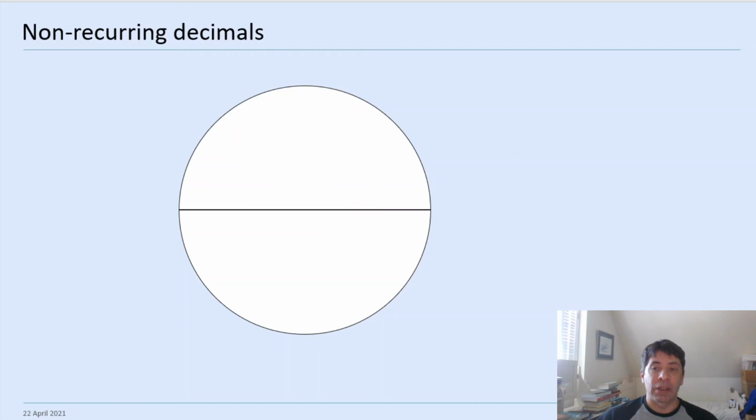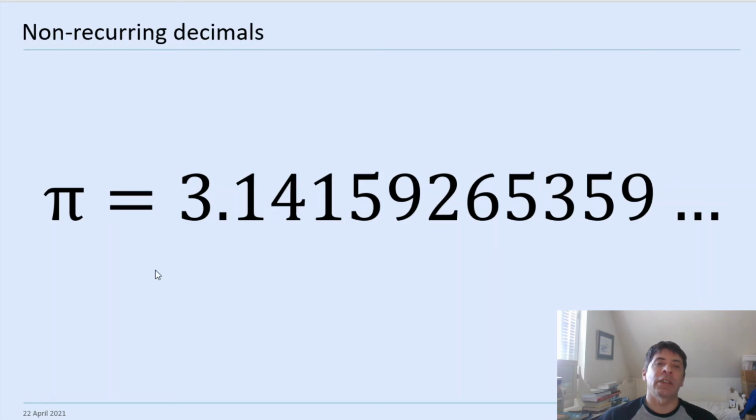It's a very useful number because then if you know the diameter, you can work out the circumference by multiplying by pi. And if you know the circumference, you can work out the diameter by dividing by pi. So it's a very useful number. It's the same for all circles. 3.14159265359. It never repeats. There's no repeating pattern.